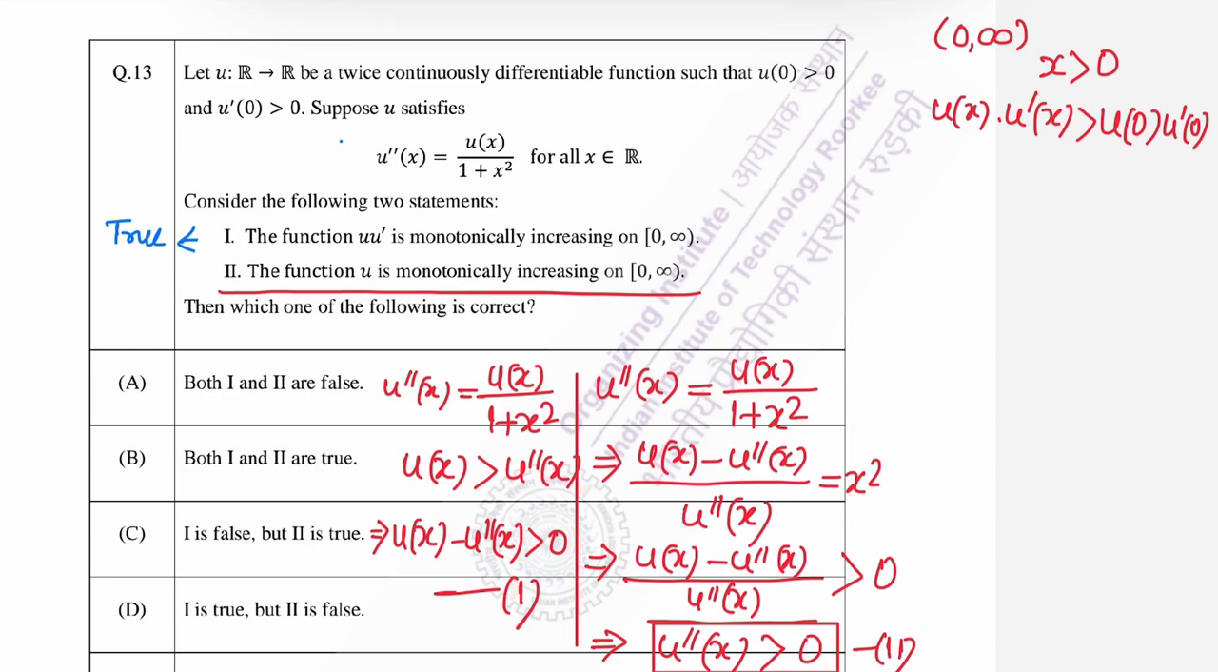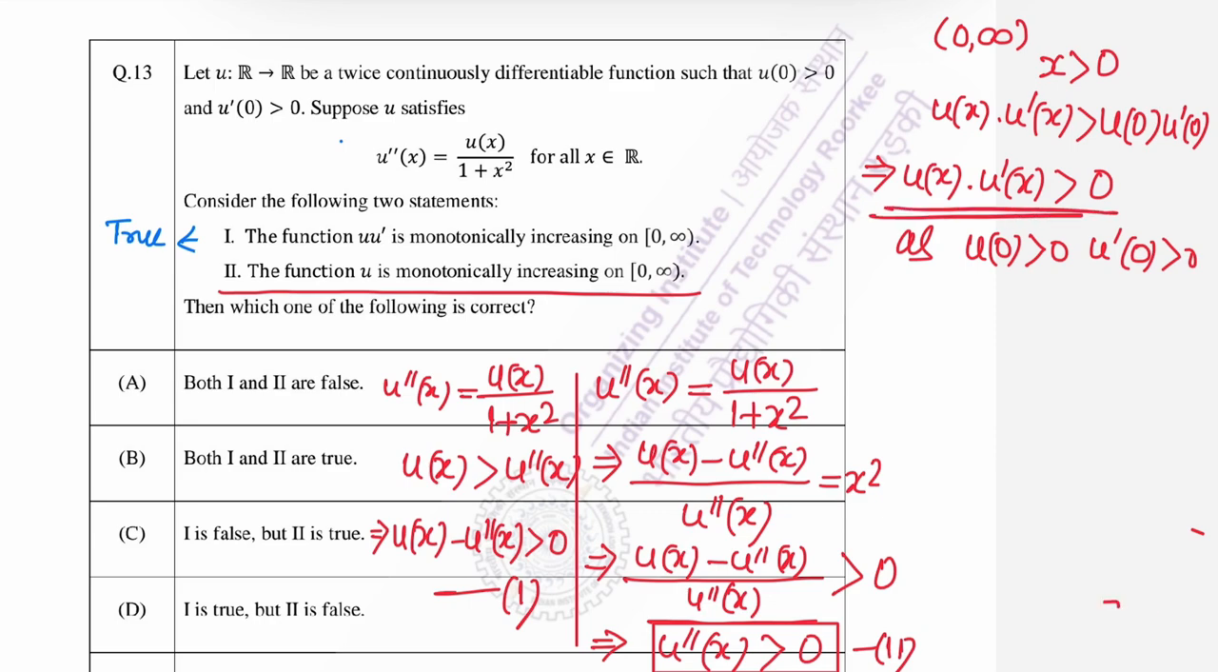So with the help of the relation given in the question, we can say that u dash x is greater than 0, as u0 is greater than 0, u dash 0 is greater than 0. So we have so far this thing is greater than 0. I number it as 3.